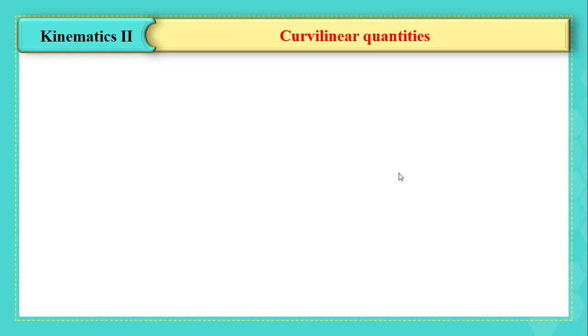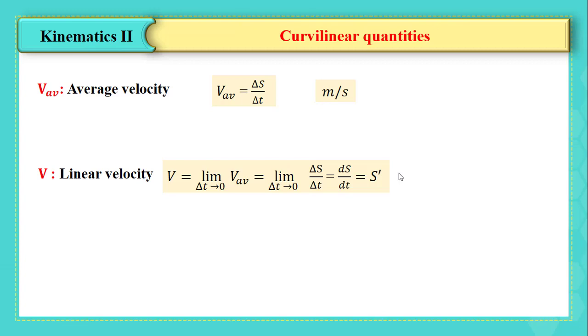After defining the curvilinear abscissa, let's now define the curvilinear quantities. First, the average velocity. It is the rate of change of the curvilinear abscissa with respect to time. V average is given by delta s divided by delta t. Its unit is meter per second. The linear velocity is the limit of the average velocity as delta t tends to 0, which is equal to the derivative of the curvilinear abscissa with respect to time.